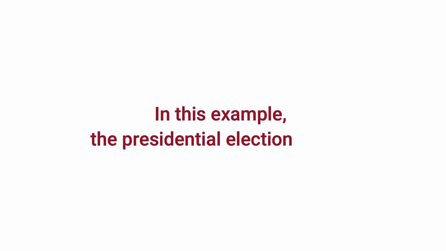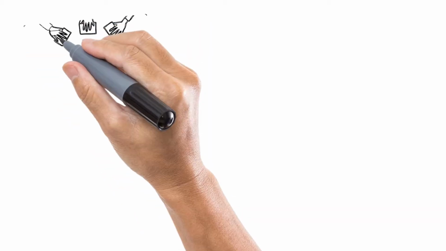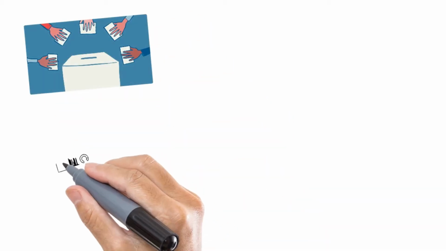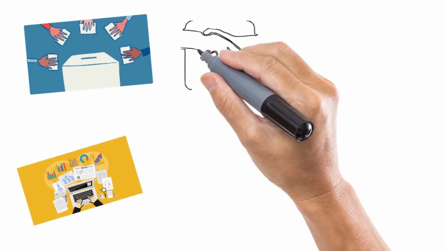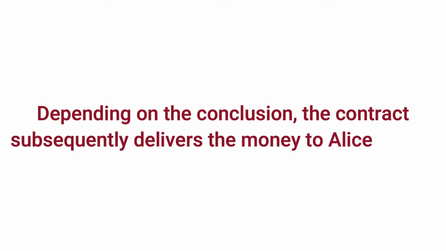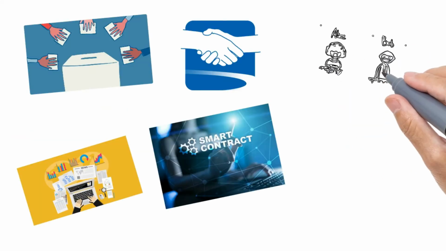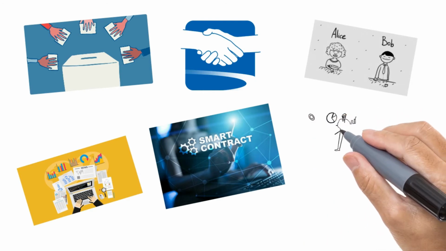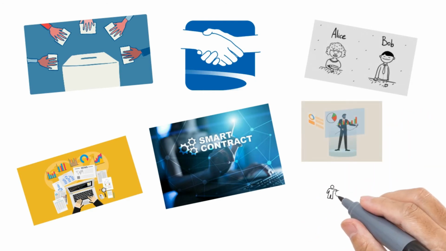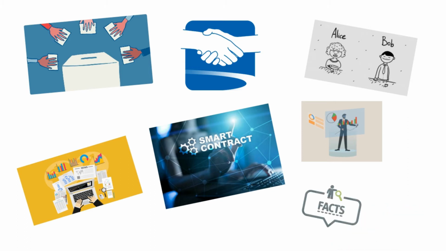Because the smart contract cannot interact with external data, it must rely on an oracle to provide it with the information it requires. In this example, the presidential election results. When the election is over, the oracle uses a trusted API to determine who won and transmits that information to the smart contract. Depending on the conclusion, the contract subsequently delivers the money to Alice or Bob. There would have been no way to settle this bet in a fashion that could not be gamed by one of the players if the oracle hadn't relayed the facts.